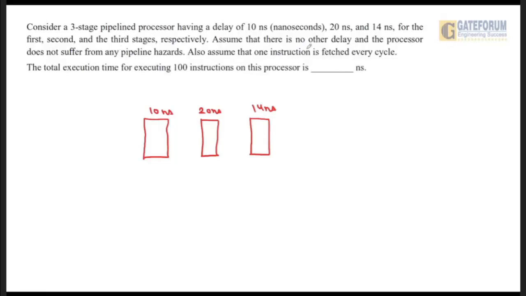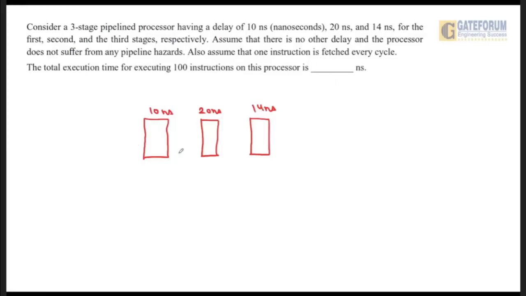Assume that there is no other delay and the processor does not suffer from any pipeline hazards. Also assume that one instruction is fetched every cycle. The total execution time for executing 100 instructions on this processor is?